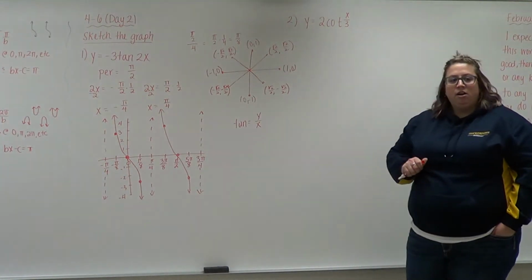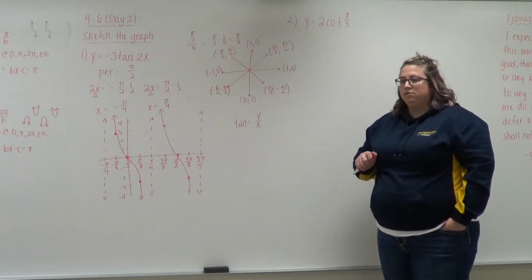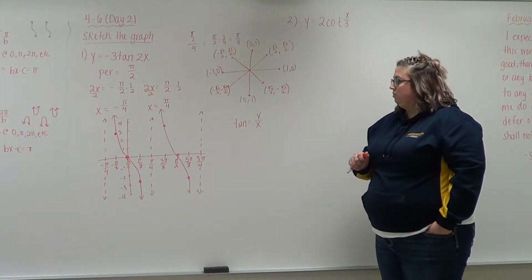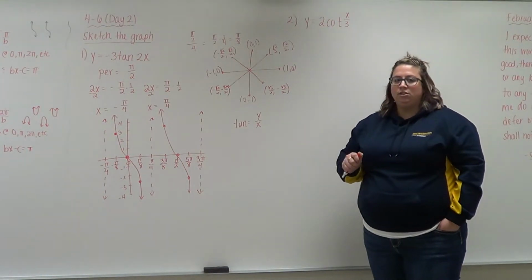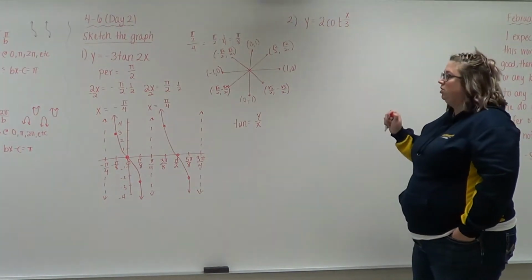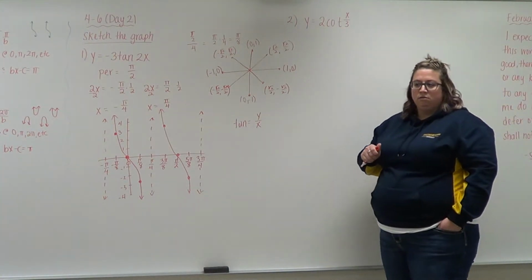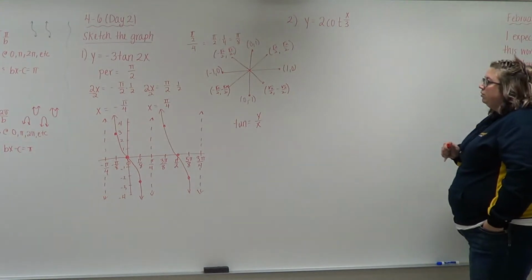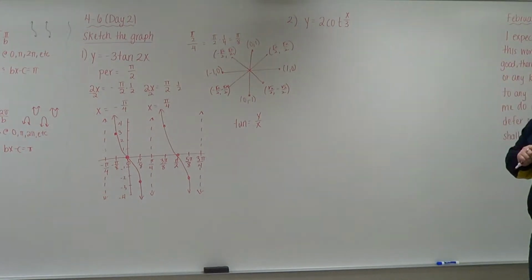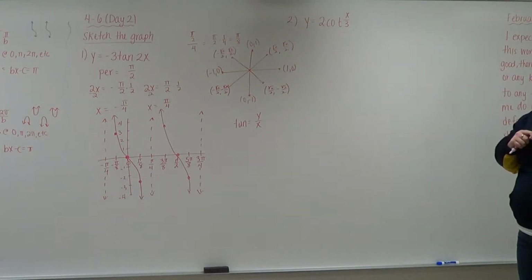If you do it in your calculators, make sure your calculator's in radians. I think it's easier to do it by hand because when you get to cotangent, cosecant, secant, they don't have calculator buttons. Any other questions on that one?